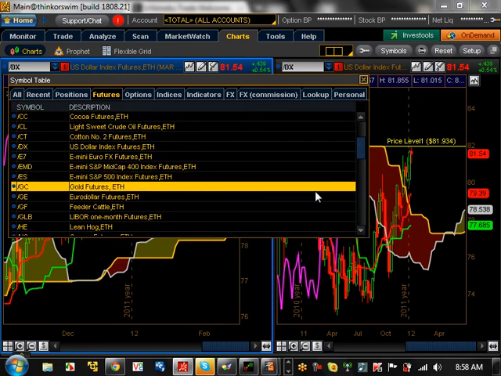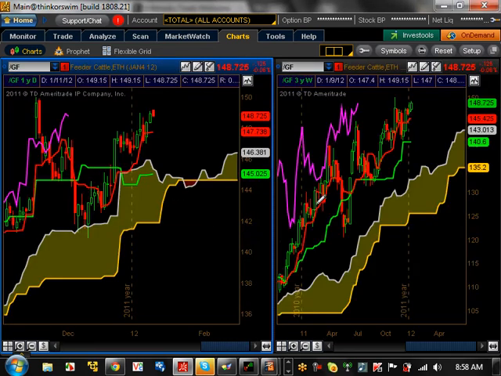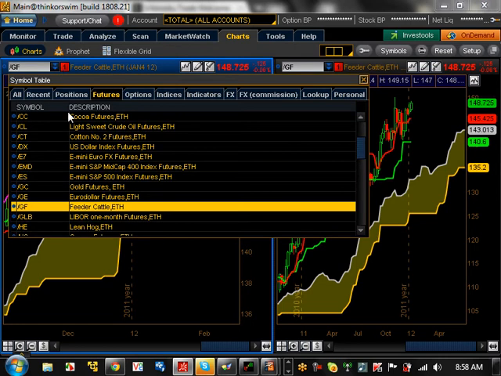Just scrolling down, we're going to come back to gold. Let's go look at feeder cattle. Feeder cattle is still bearish. Bullish, trending on both daily and weekly. Resistance level is going to be basically 150. Support level is going to be basically at 145.